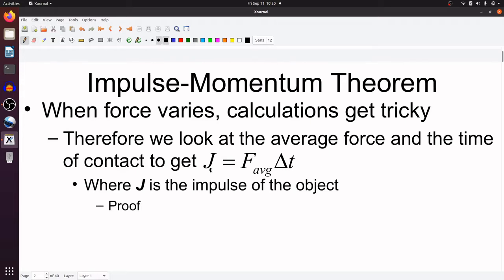So, J stands for impulse, and that is measured in either a kilogram meter per second, or in the case of force times time, a newton second. So one or the other. This is generally the preferred unit for impulse. But basically, what impulse tells you is the average force and how long that force is applied to an object.